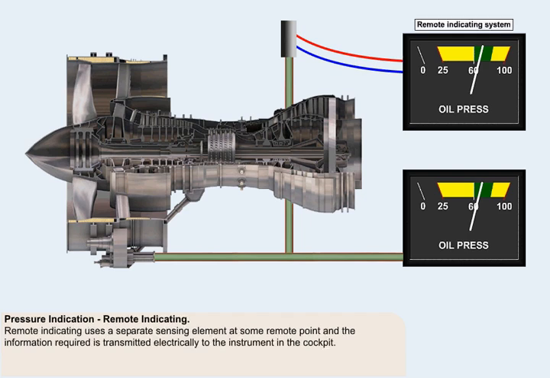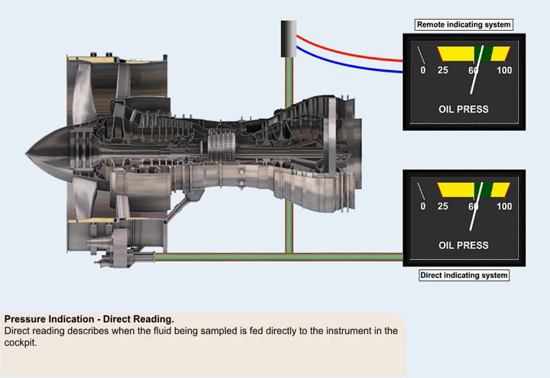A remote indicating system uses a remotely positioned sensing element which is connected to the pressure source. The sensing element translates the actual pressure reading into an electrical signal. The sensing element then sends the signal via electrical wiring from its remote position to an instrument in the cockpit.